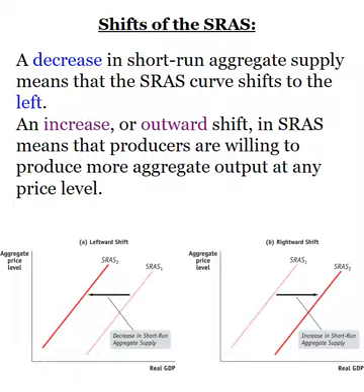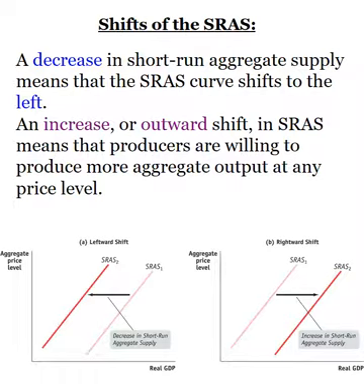Now, this is true for all the supply and demand lines. If SRAS decreases, it shifts to the left. If it increases, it shifts to the right. Now, an increase is also called an outward shift. I want us to see that.